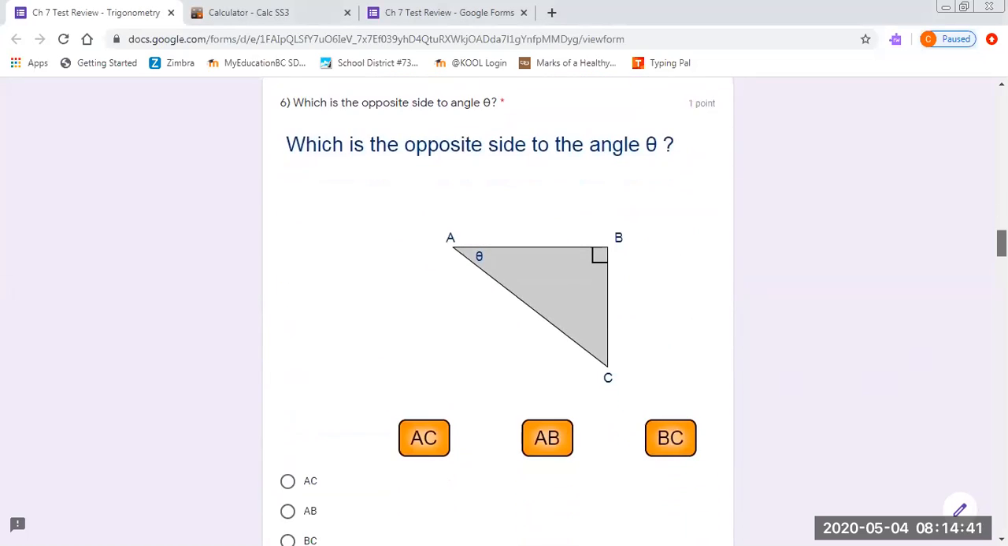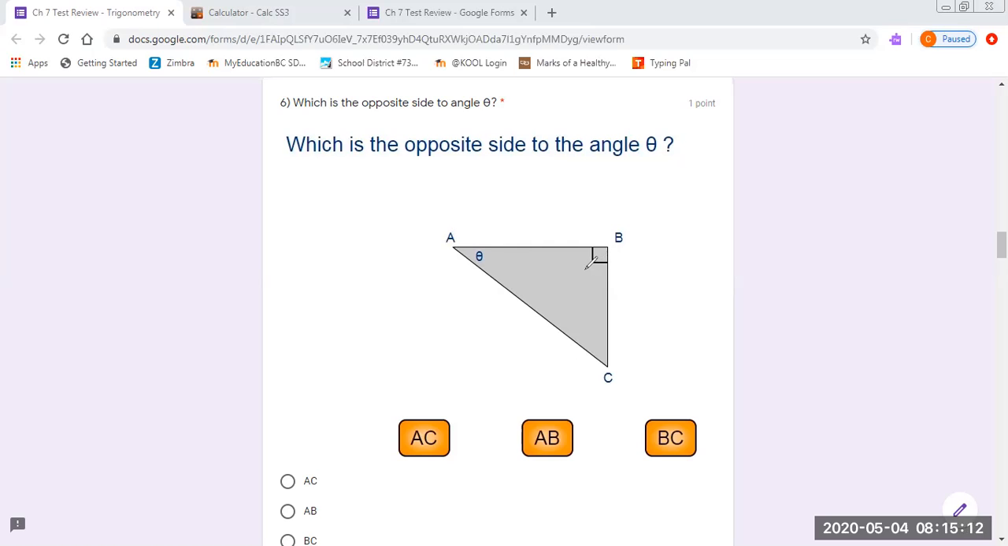So let's take a look now. We have done 5 questions, and those were all relating to Pythagoras, so that's a squared plus b squared equals c squared. And now we are looking at trigonometry. Trigonometry, once again, is a situation where we don't know two side lengths, but rather we know one side length and an angle, or we want to know an angle from two side lengths. But this is an easier question, and this is just asking what the opposite side is to the angle.